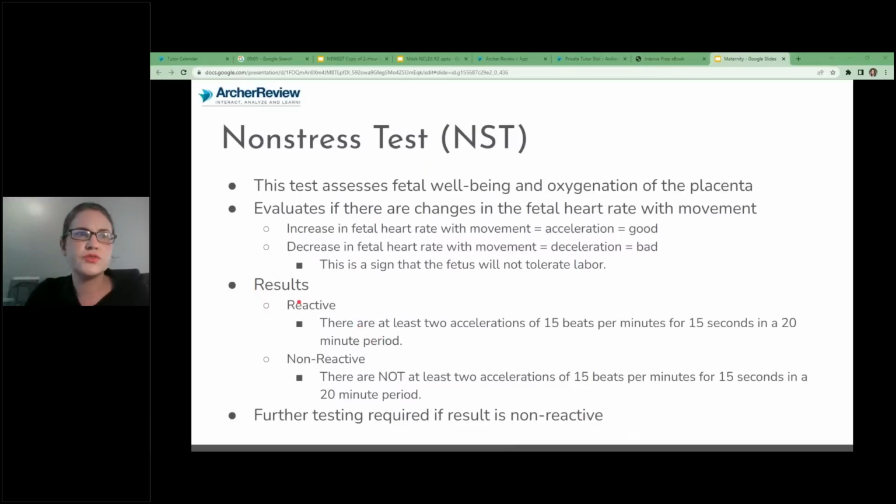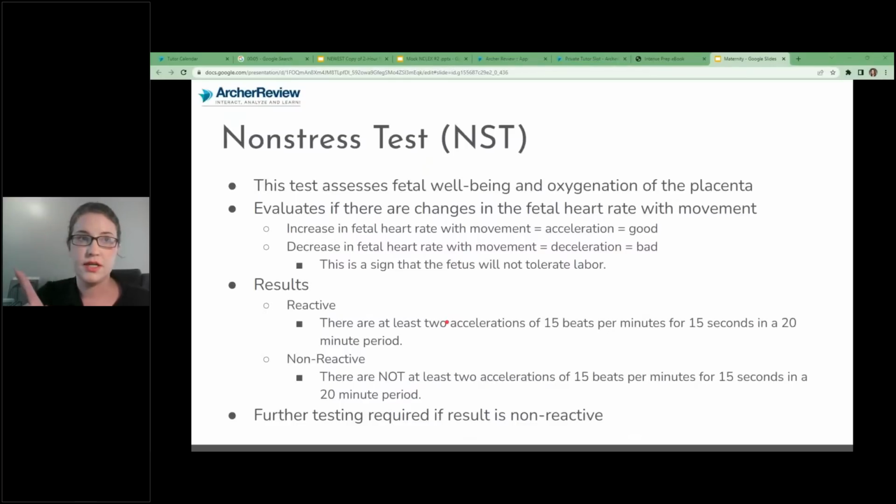So what are the results? Well, the results are either going to be reactive or non-reactive. So in order for it to be reactive, you need at least 2 accelerations in a 20-minute period. But it can't just be a quick little acceleration. It needs to be an acceleration that goes above the baseline by at least 15 beats per minute. And each acceleration needs to last for at least 15 seconds. If you get 2 of those, that's good. That's reactive.